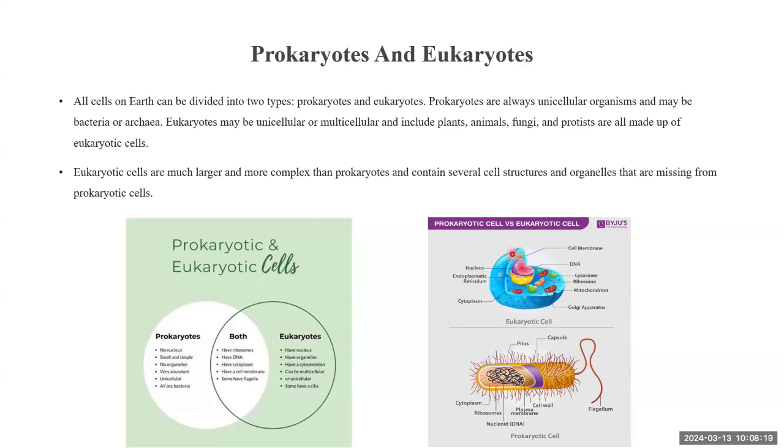So what are cilia? Cilia are small thread-like structures, just like these, but these are the pilus or pili of the bacteria. They look similar to this one, but cilia are present in eukaryotic cells only. So in prokaryotes, what are the distinctive features? They don't have a proper nucleus like this one. They are simple and small cells, and they don't have any complex organelles. They are very abundant. They are mostly unicellular, and all of the prokaryotes are bacteria.